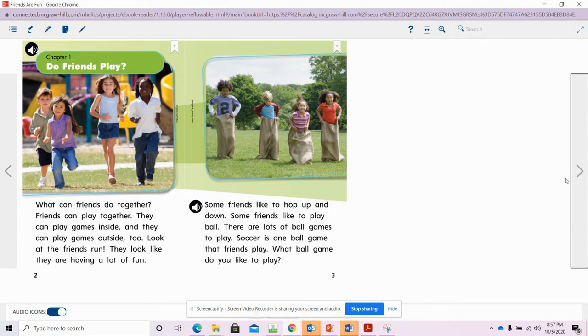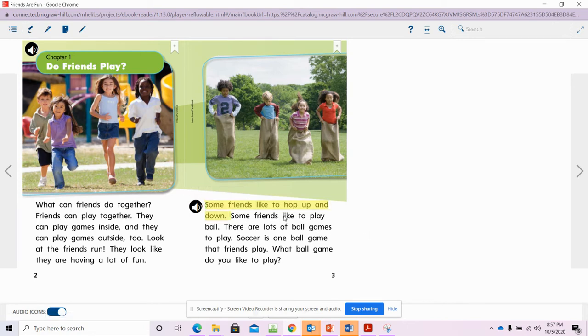So you're looking for things, details that answer our question. What do friends do together? So far, what have we found? Well, I can tell that friends can hop up and down. My story is telling me that friends can hop up and down.